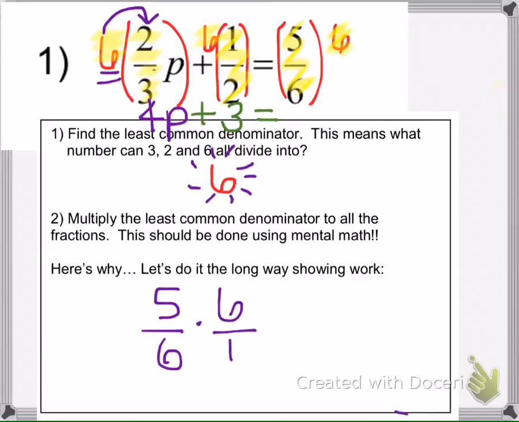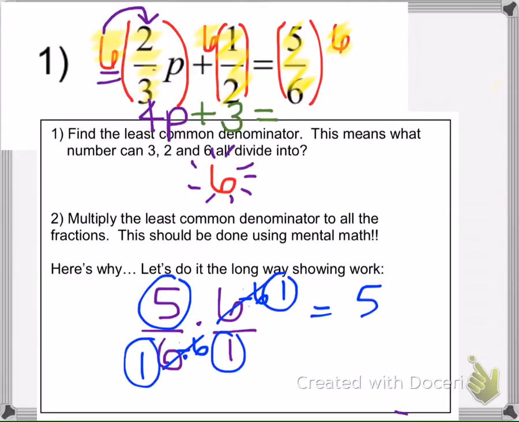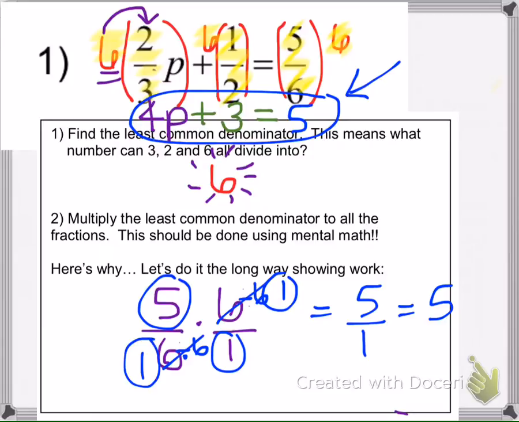Again, this can be done in your head because this 6 is going to change into a 1 because it goes into this 6. And then we're left with 5 times 1 is 5, and 1 times 1 is 1, so we just get 5. So we are left with an equation here to solve that has no fractions.